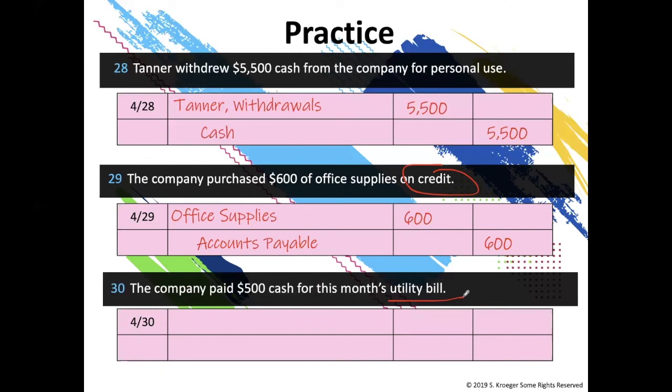Now, we don't just write utility bill down here. What is it? It's an expense. It's a monthly expense that we have. So we'll call this utilities expense. And remember, all expenses have debit balances. We have utilities expense, $500 debit, and then we have cash, a $500 credit.